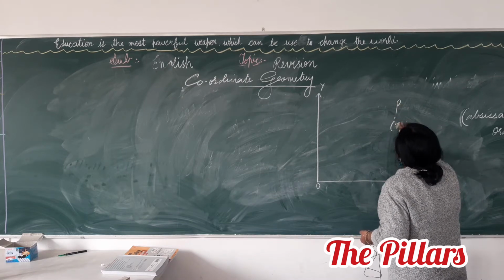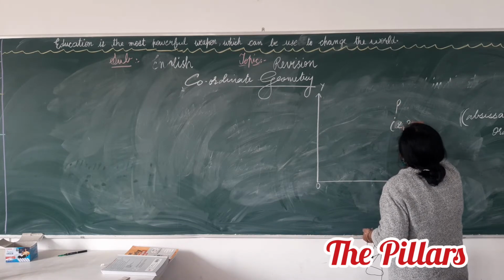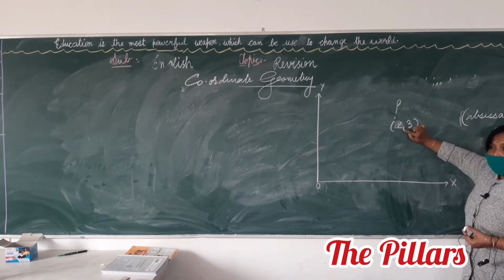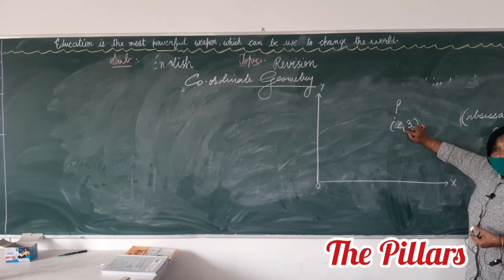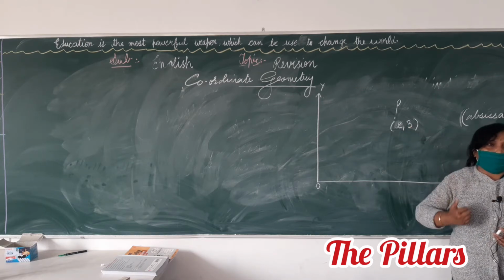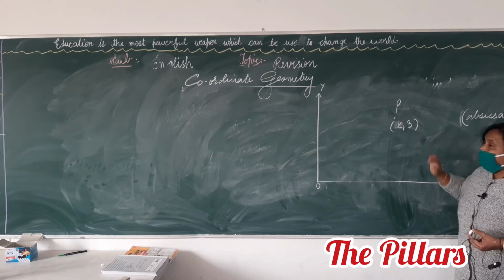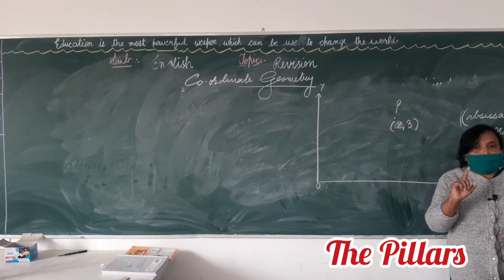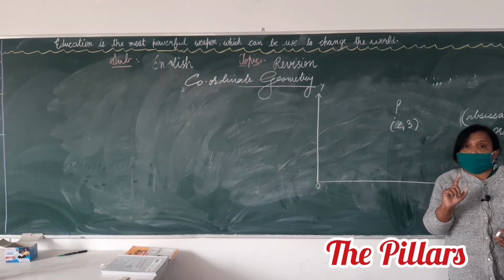For example, if I write a point P, x and suppose say 2 and 3. What does this 2 represent? Abscissa. What is the meaning of that? Distance along x-axis. And what does this 3 represent? Distance along y-axis, and this is ordinate.